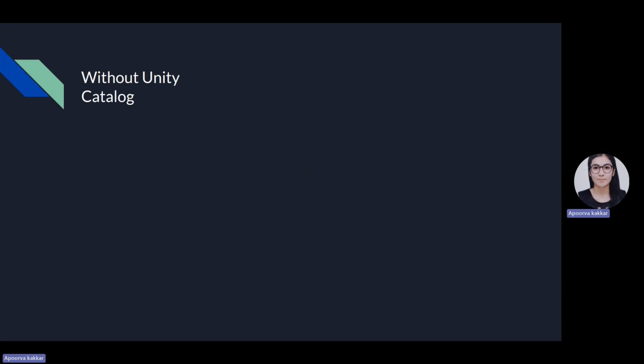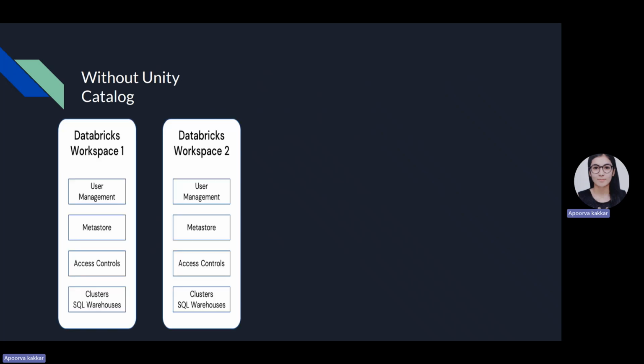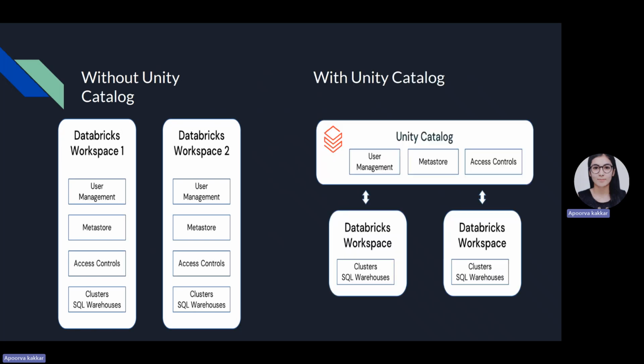So, what is the actual use of this Unity Catalog? If Unity Catalog is not present, then user management, metastore, access control, and cluster SQL warehouses, all of this is taken care of by the Databricks workspaces. But with the presence of Unity Catalog, the Unity Catalog will take care of user management, metastore, and access control. Whereas the Databricks workspace will take care of cluster SQL warehouses only.